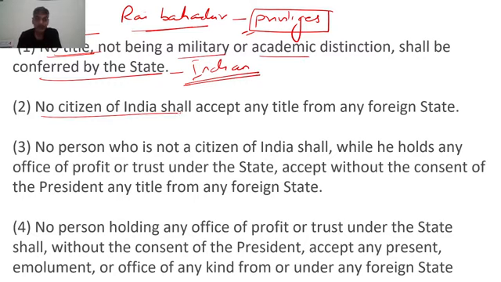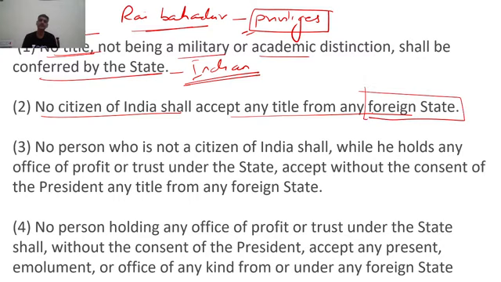Then no citizen of India shall accept any title from any foreign state. So neither does the Indian state recognize any title, nor would it give any title, and nor can any Indian citizen accept it from any foreign state. That's why when Britain tried to give the title of Sir to Sachin Tendulkar, he denied it. He said that my constitution does not allow me to get any title.